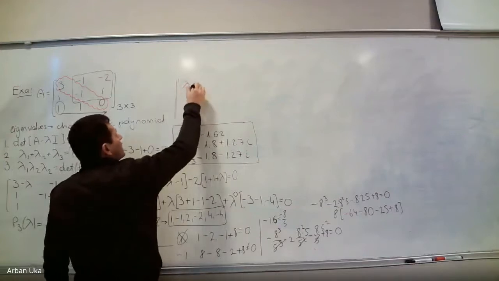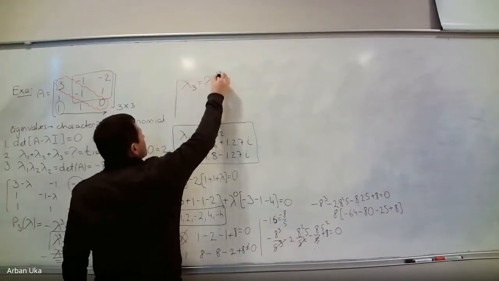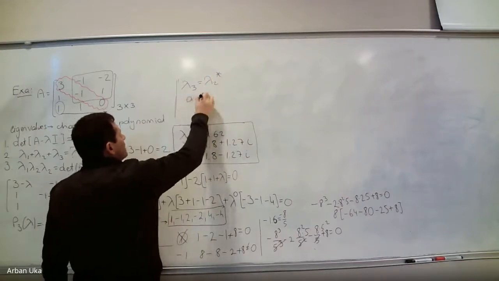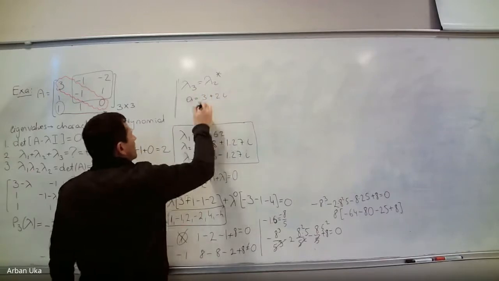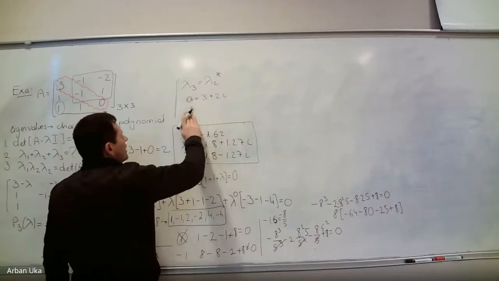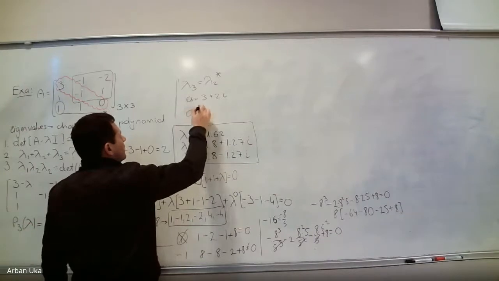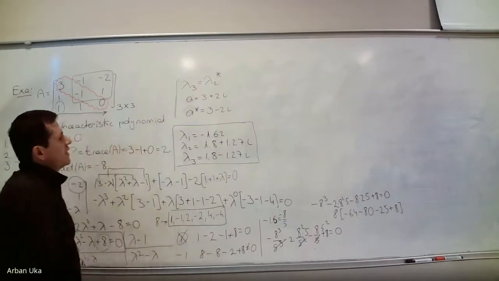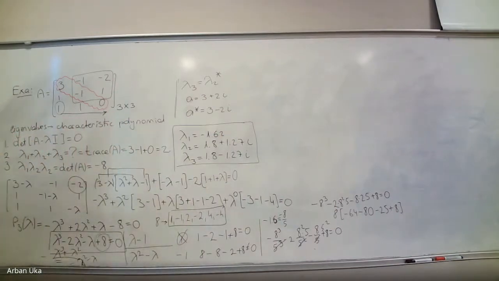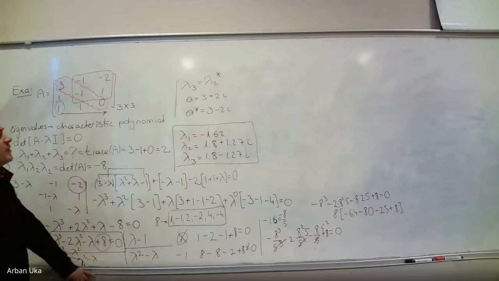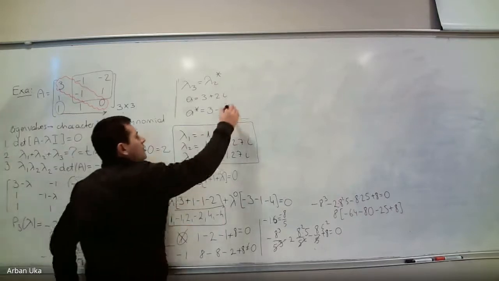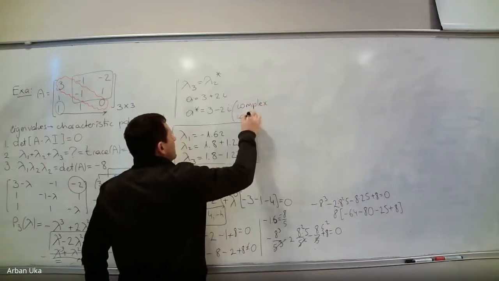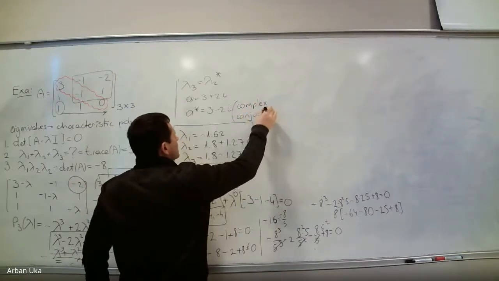And by complex conjugate, we mean the following. So this is lambda 2 complex conjugate. If any number a is equal to 3 plus 2i, then what is a complex conjugate? The a complex conjugate is 3 minus 2i. So if we just change the sign in front of the complex part of the number, we obtain what we call the complex conjugate.